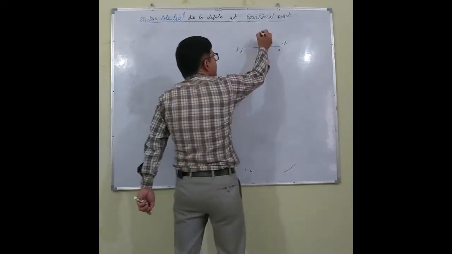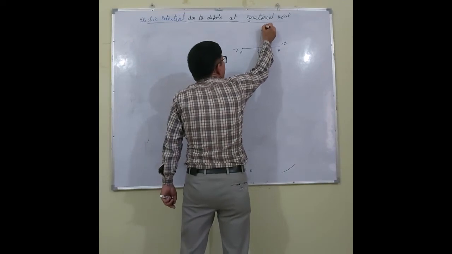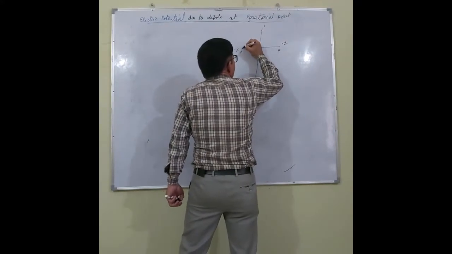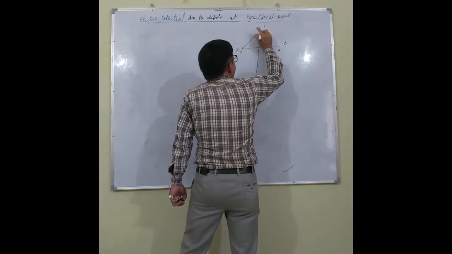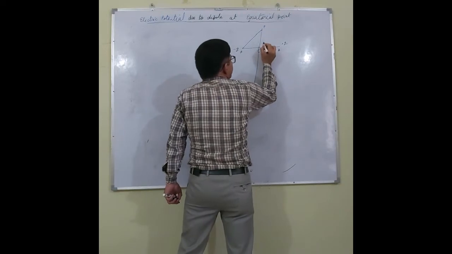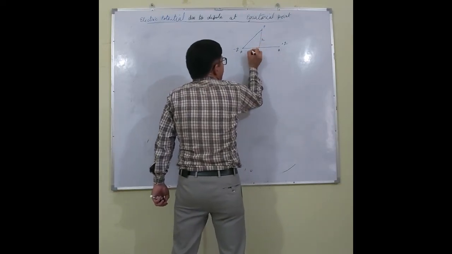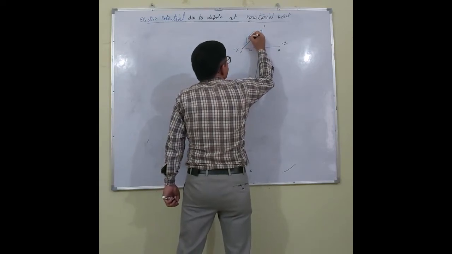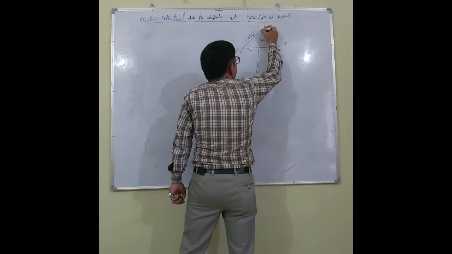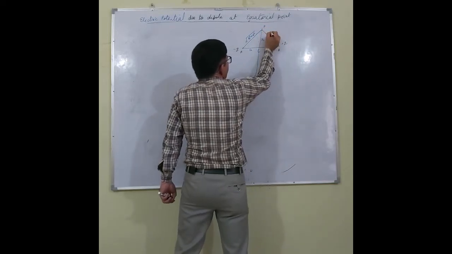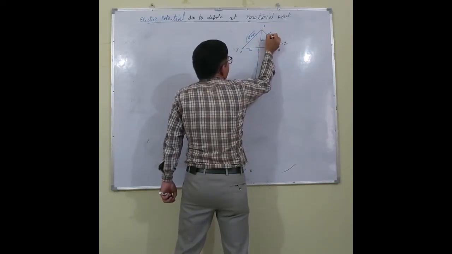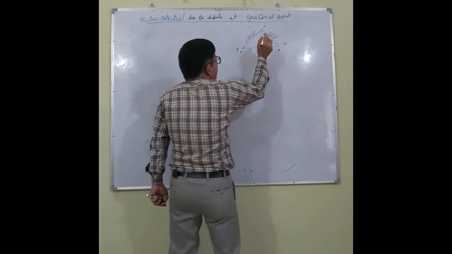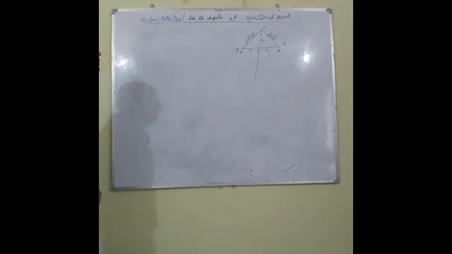If I consider point P here, now what will be AP? Let us say CP is given as R, AC is a, it will be root of R square plus a square. Similarly BP will also be root of a square plus R square.